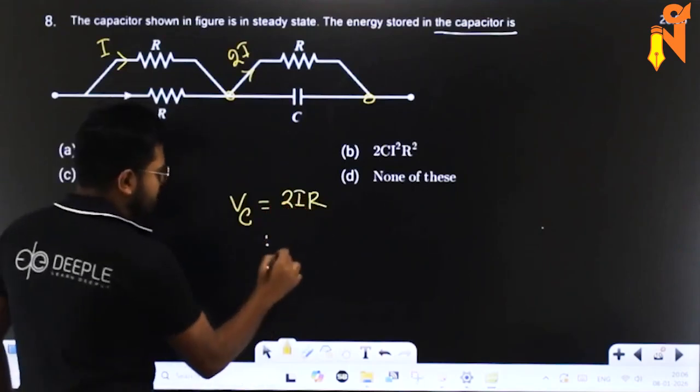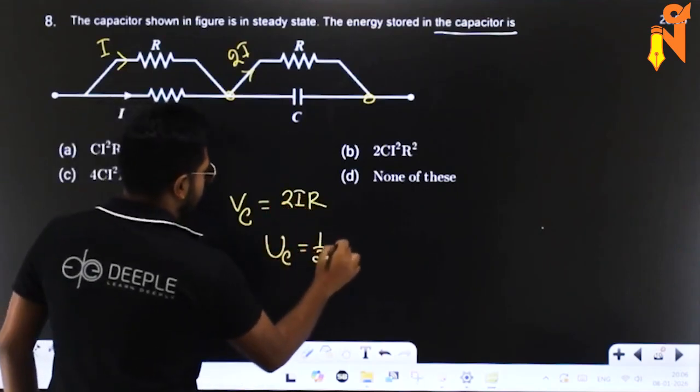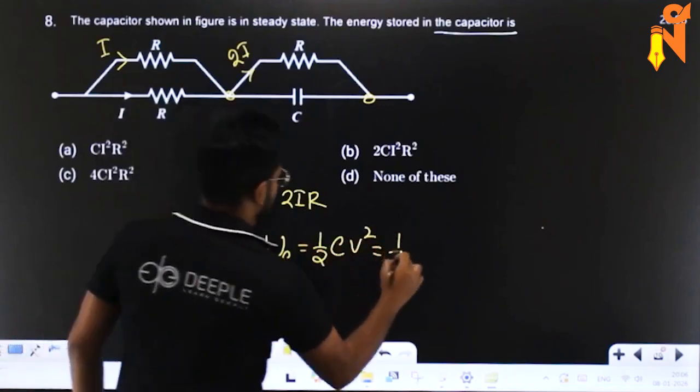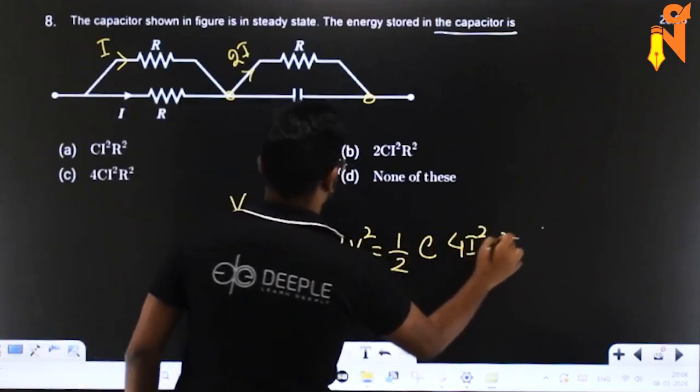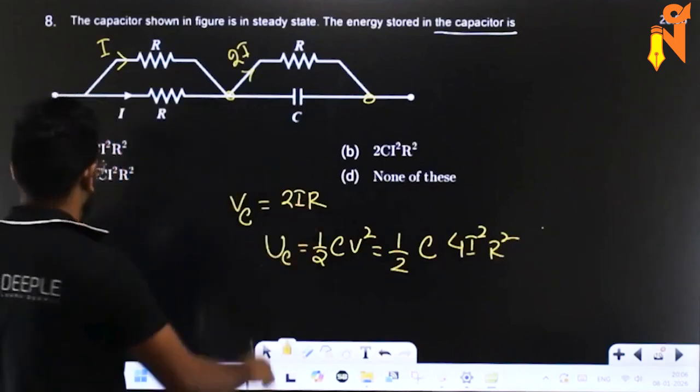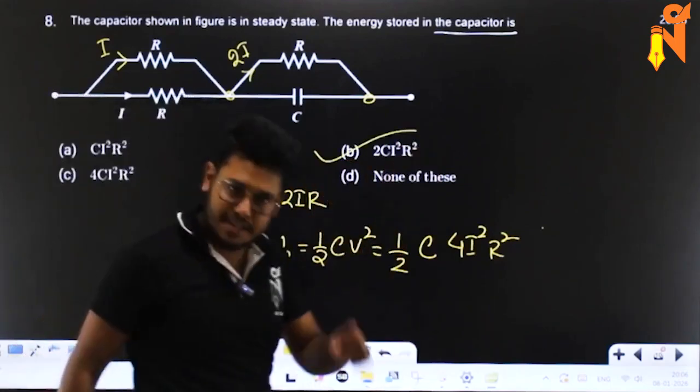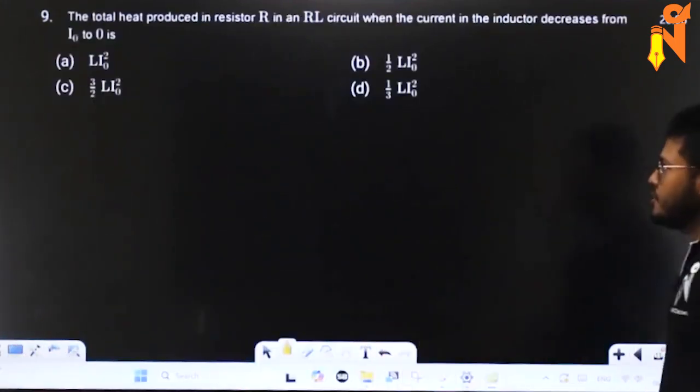Now the energy of the capacitor will be half CV square. So half C into 4I square R square. So 4 and 2 will cancel out, 2 C I square R square is the correct one. Let's go to the next question quickly.